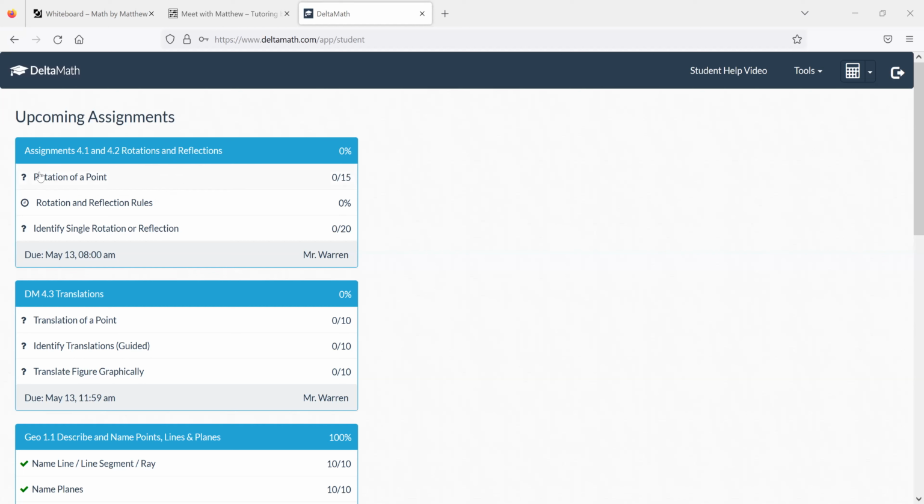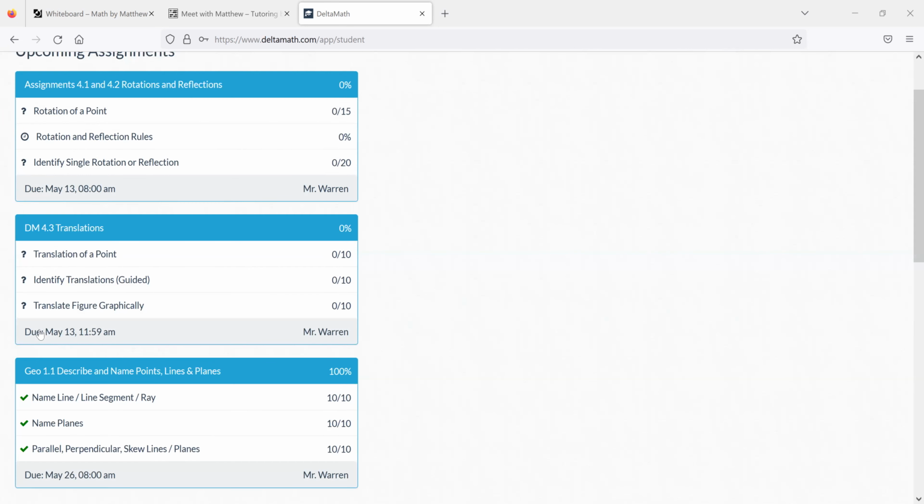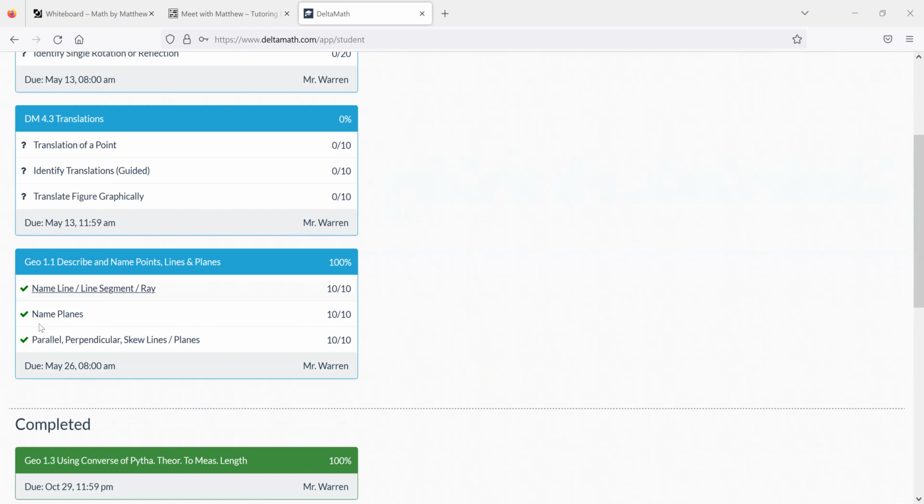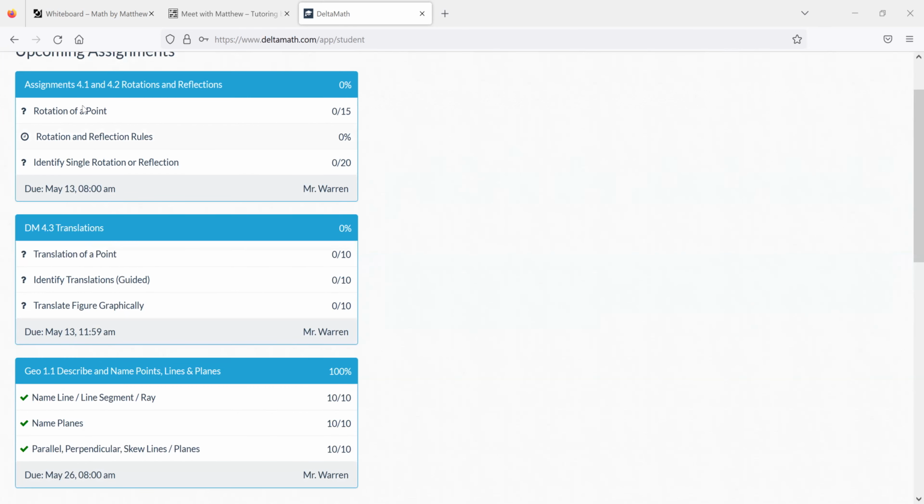Rotation of a point, some translations. I mean, these are all due out in May, but we can obviously start on them now. Any of these sound more exciting than another? I need help on the rotation of a point. Okay. Got it. All right.